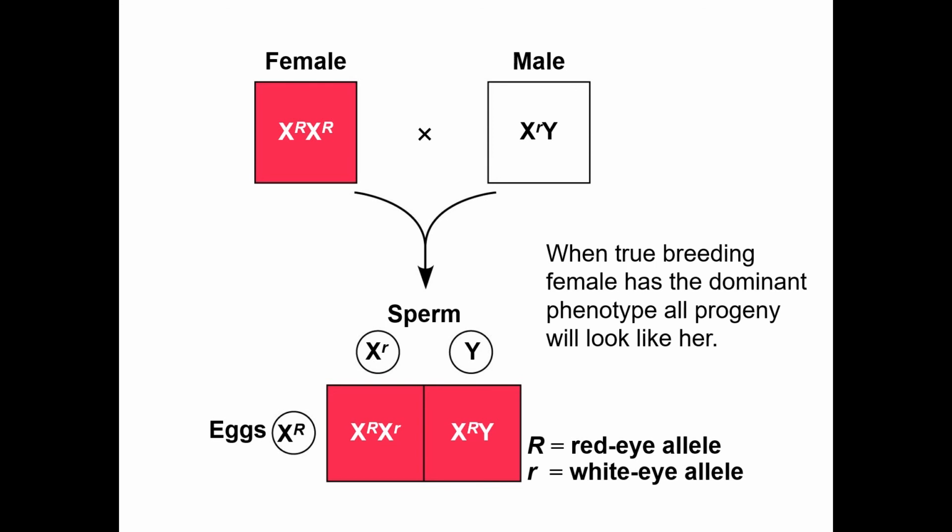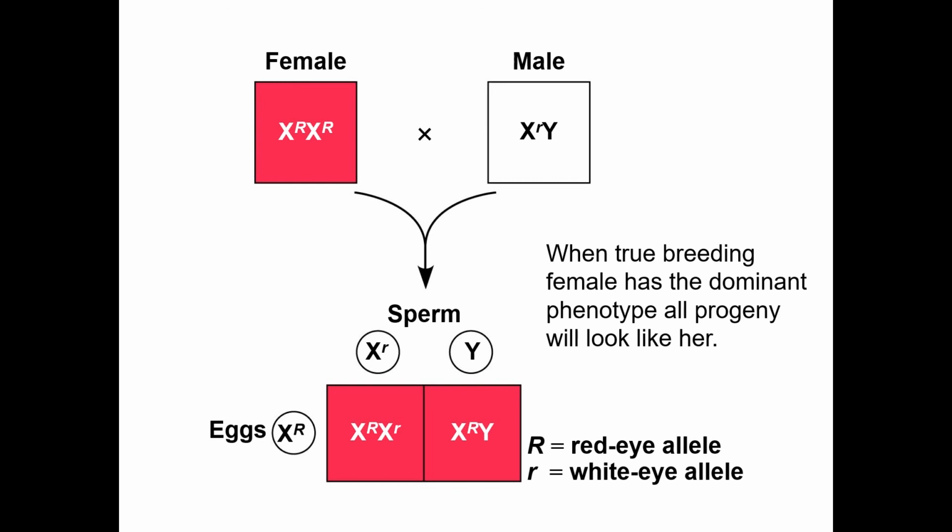This means that all of the children of this cross will have red eyes, because the female gives an X chromosome to both her daughters and her sons. The females will be heterozygous, and the males will only carry the dominant X and a Y. So when a true breeding female has the dominant phenotype, all of her progeny will look like her.